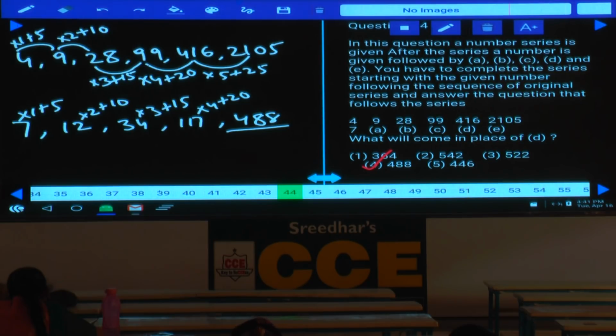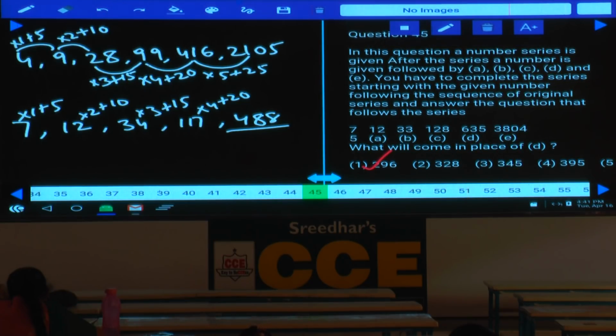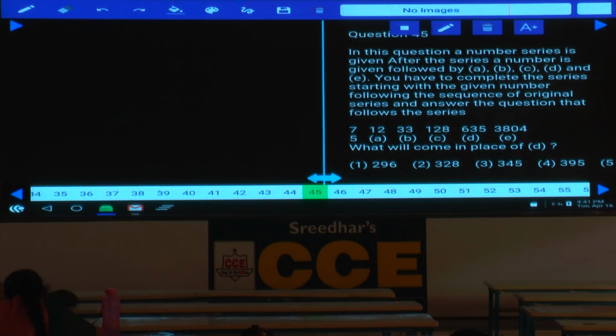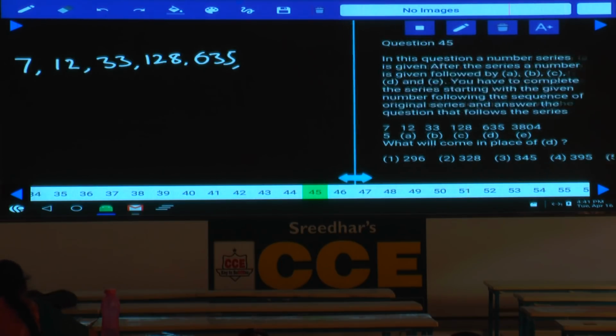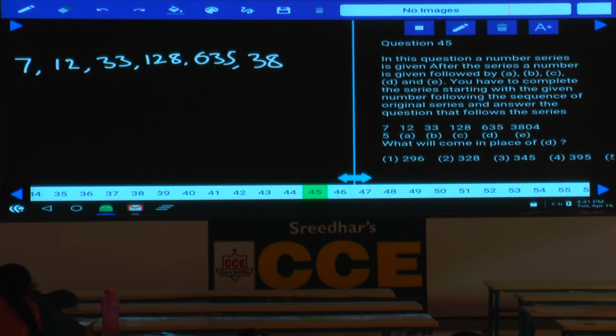Now this is about question number 44. Then coming to question number 45. Now in this 45, 7, 12, 33, and again 3804. Isn't it? Again it comes under combination. As it comes under combination, we need to start with the last pair. 7, 12, 33, and next one is 128, and next one is 635, and 635 and 3804.